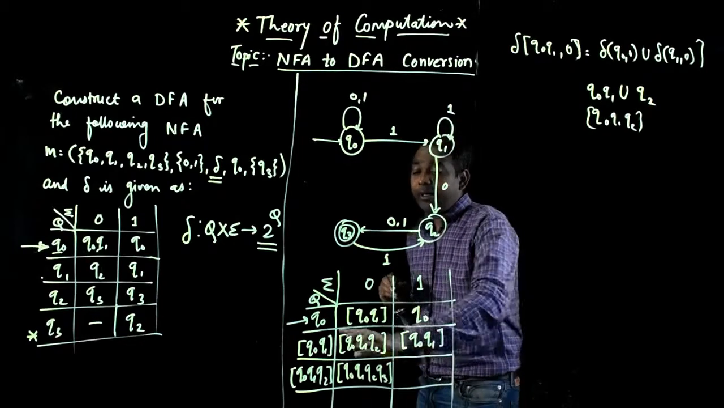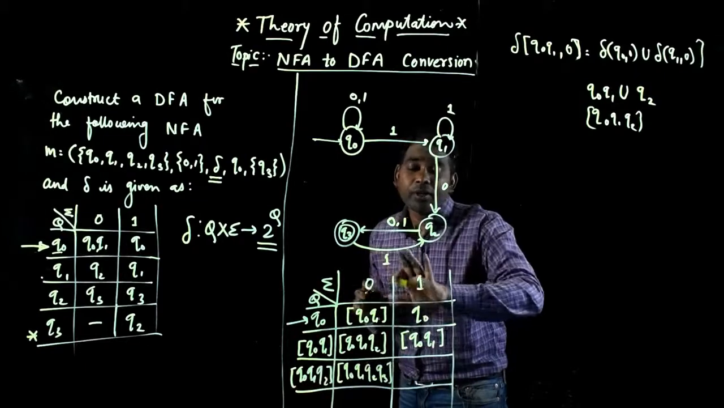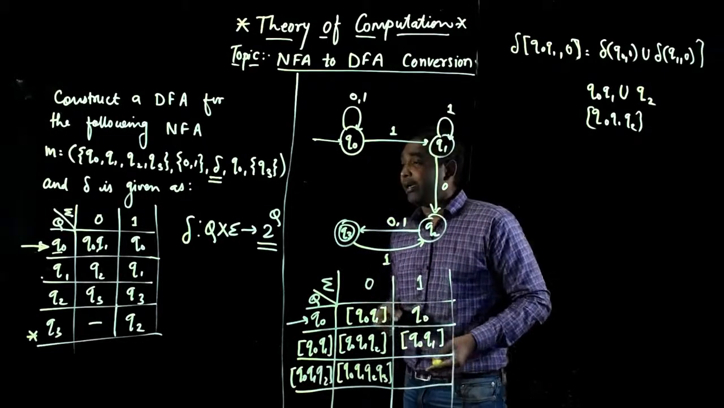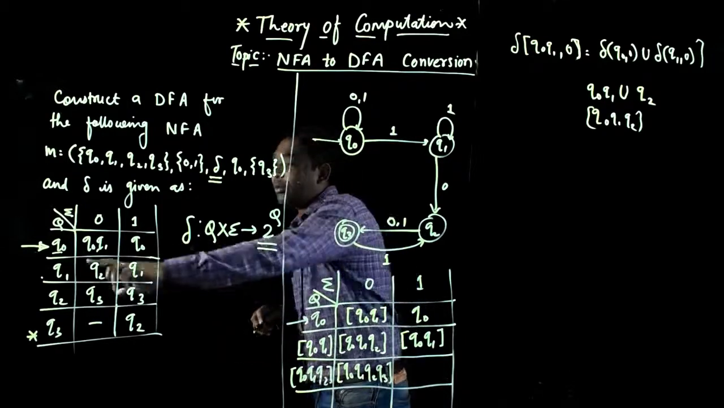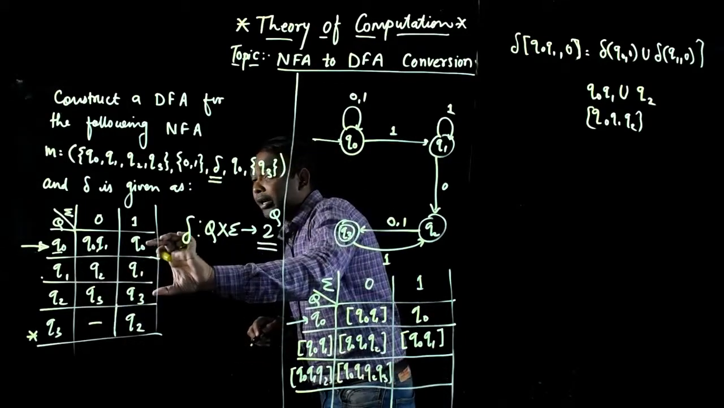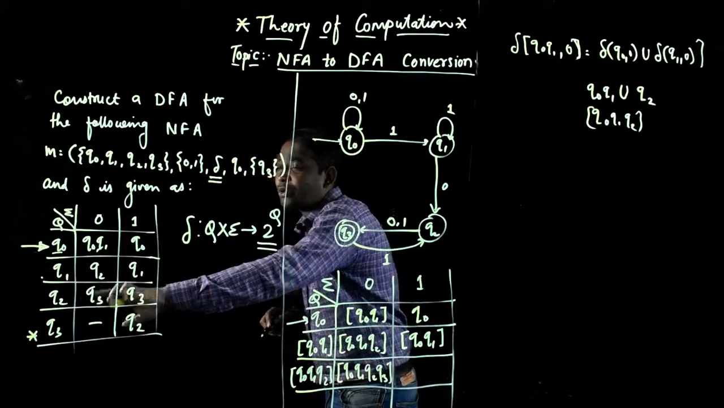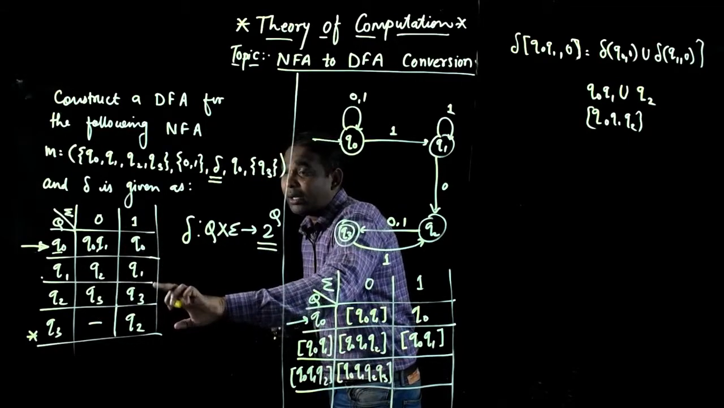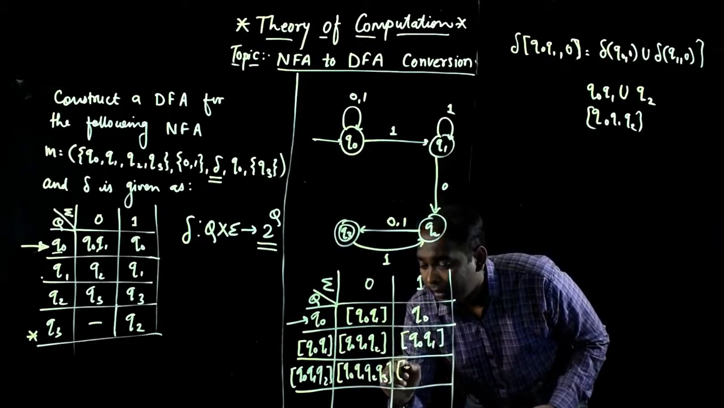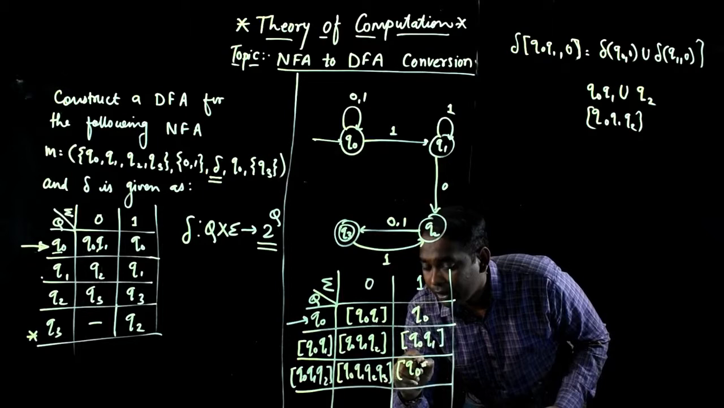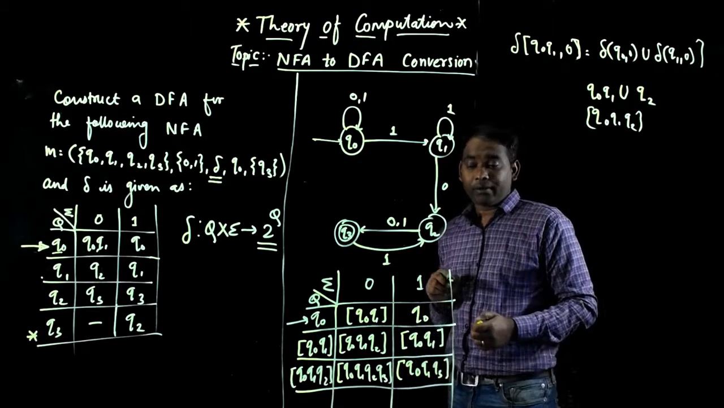At the same time, I need to find the transition on 1 in the same fashion. On 1, Q0 goes to Q0, Q1 on 1 goes to Q1, and Q2 on 1 goes to Q3. So Q0, Q1 and Q3 is a new state. This is the new state that I have got.